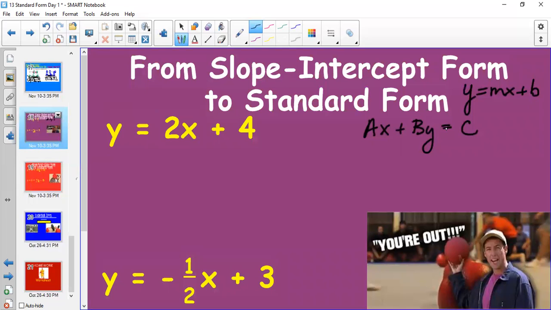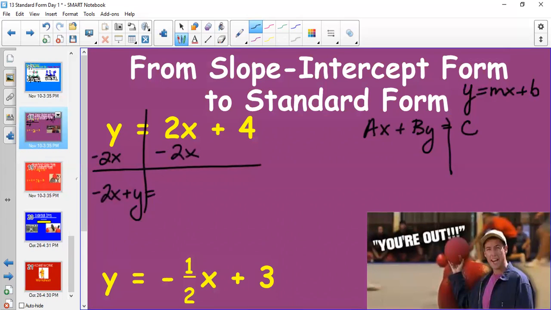I always ask myself, does the x term come first in this problem? Well, no, it doesn't. It comes after the equals, but I want it to come first. So is there a way I can make it come first? We're going to subtract it. Today in class, we talked a lot about how if we switch the side, we switch the sign. So if it was a positive 2x, it's got to be a negative 2x. Now I have a negative 2x, a positive y, and it equals 4.